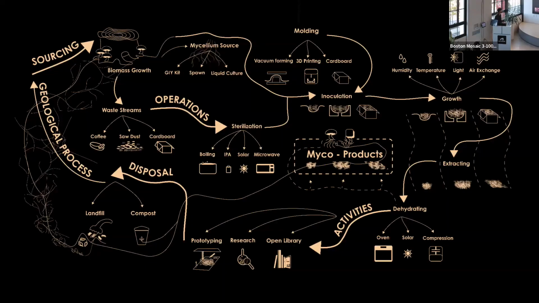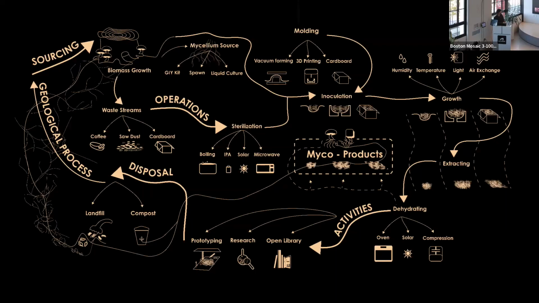This is the overall system map of all the processes that were tried. So starting from biomass growth, trying different mycelium sources. We can get fungi in pre-grown kits from companies like Ecovative that do that. We use Ecovative's mycelium for our experiments.